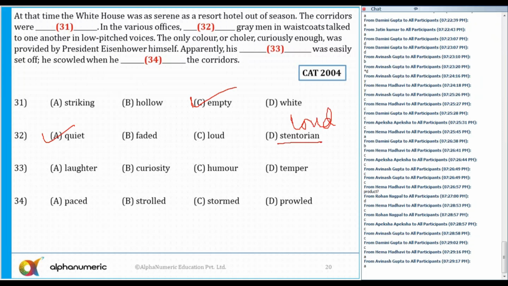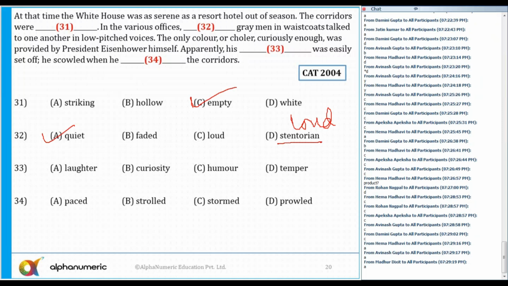So only color or choler. Choler means anger. The only color of choler, curiously enough, was provided by President Eisenhower himself. So the president was angry at something, okay? And he's the only one showing color. Everybody else is very quiet and faded. Apparently, his anger was easily set off.